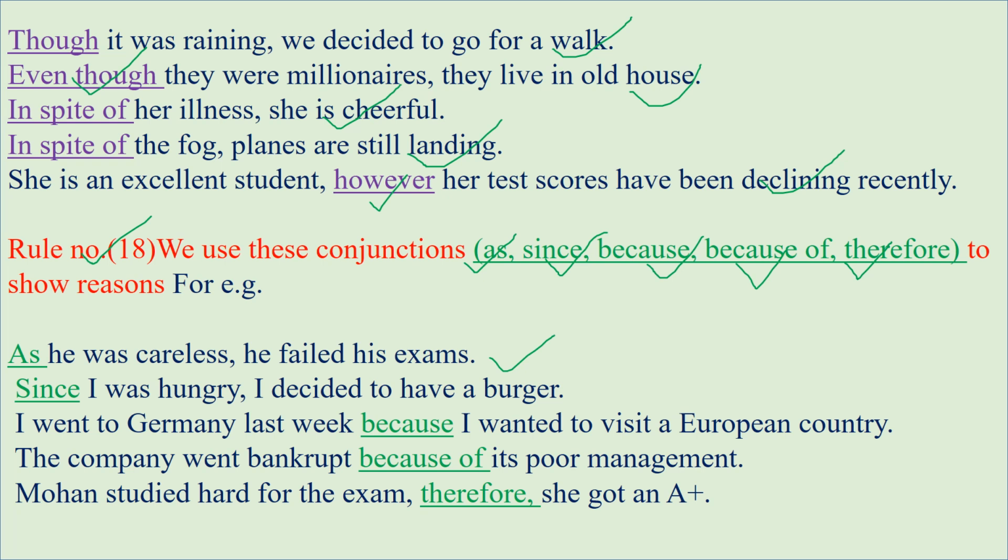So, why he failed his exams? The reason is he was careless. So, we use these conjunctions to show the reasons, to show the cause. Since I was hungry, I decided to have a burger. I went to Germany last week because I wanted to visit a European country. The company went bankrupt because of its poor management. Mohan studied hard for the exam, therefore she got an A+.